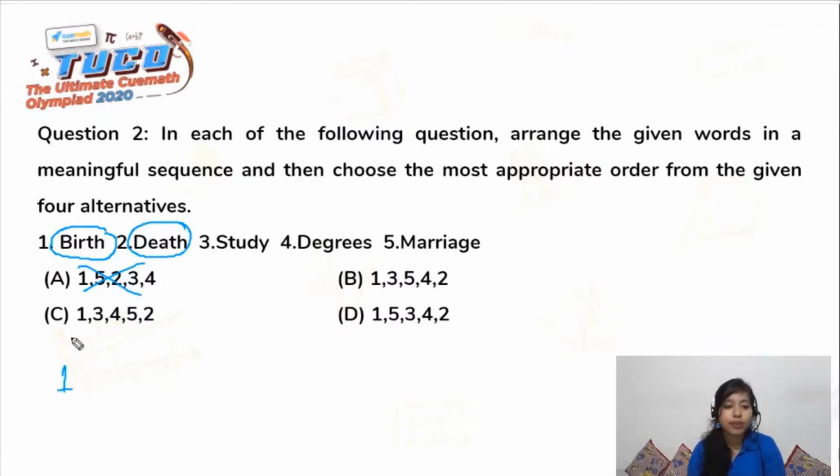So we have got the sequence. We know that 1 appears at the beginning, 2 appears at the end. Now let's see study, degree and marriage. Now most commonly, what do people do? Do they marry first or do they take a degree or do they study? It's very obvious that to get a degree, you need to study, right? And after you finish your degree, you go and marry, right? So we've got the sequence here. We have 1, 3, 4, 5 and 2. I hope this makes sense.